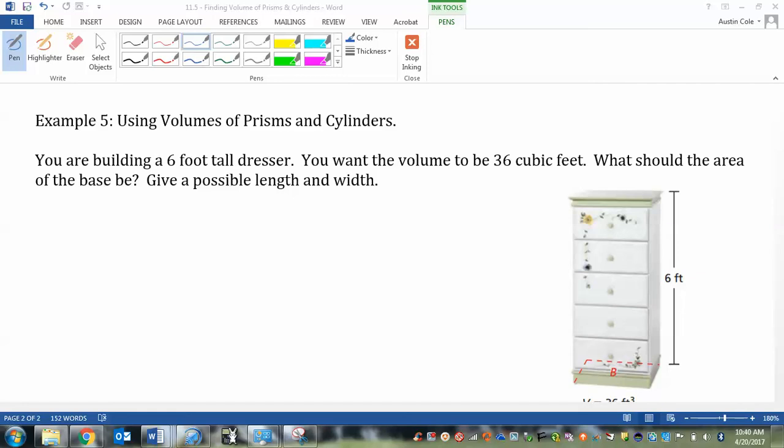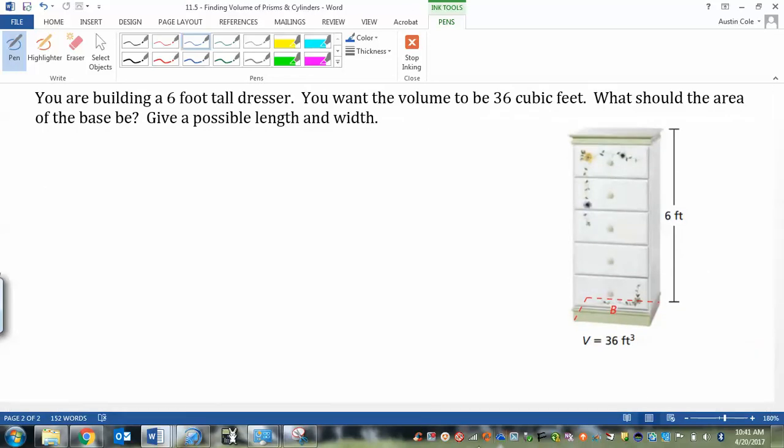What's the equation? 6 times 6. Let's see, it says 36. What should be the area of the base? So 6 feet squared, right? But then what are the possible answers for length and width? What are the numbers that I would put on each one? What's the easiest one to think about?